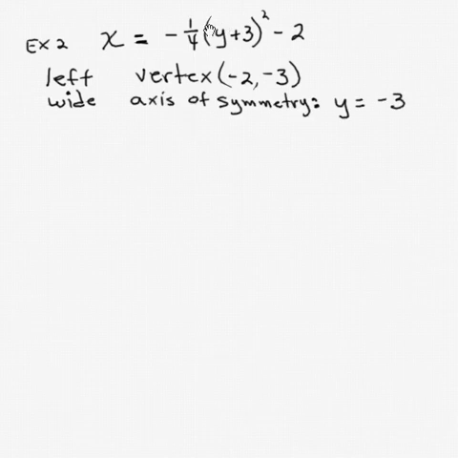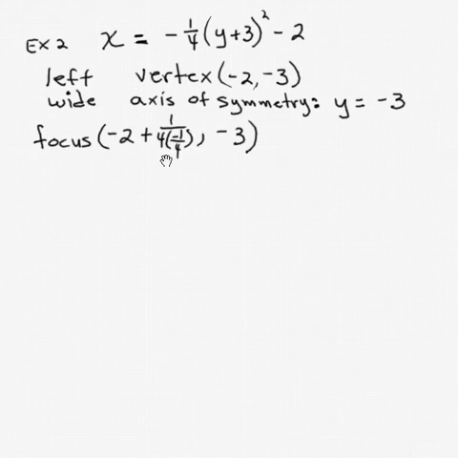The equation for the axis of symmetry is still found right here inside the parentheses. y equals the opposite of this number, negative 3. The focus is going to go left or right of the vertex since this parabola opens left or right. So that 1/4a, we're going to add that to the x value.